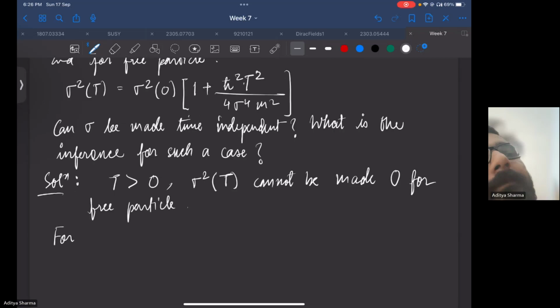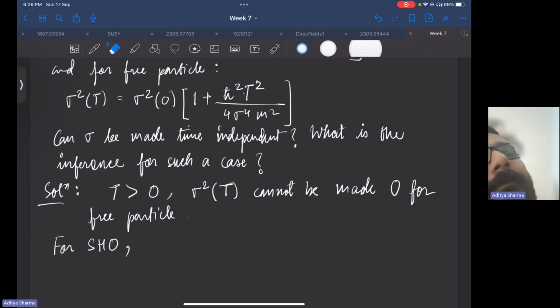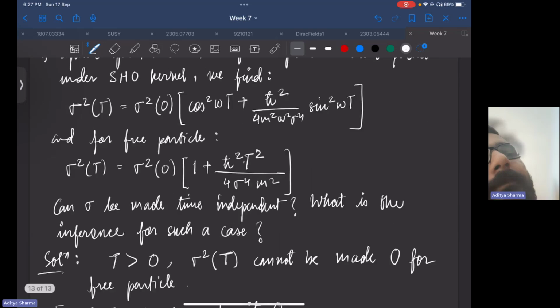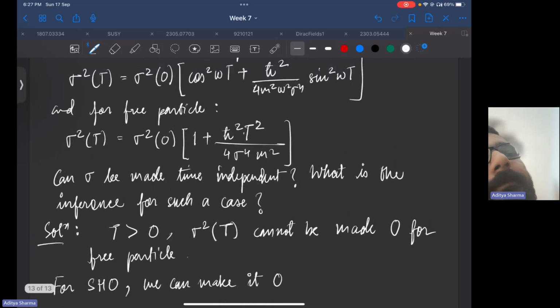For simple harmonic oscillations, though, we can make this time independent, because this is cos and sine, and these are oscillatory functions. You can choose such a time when there is no time dependence. Let's see what I mean by that.